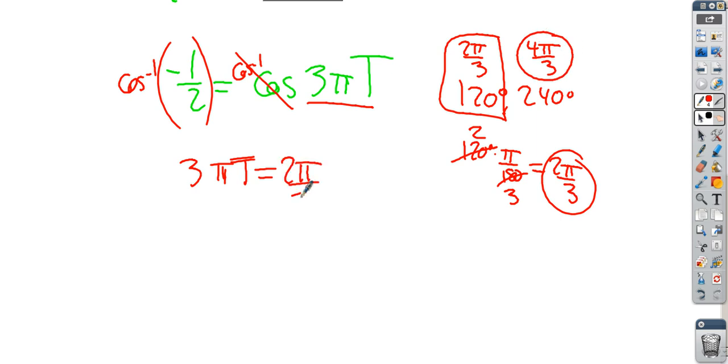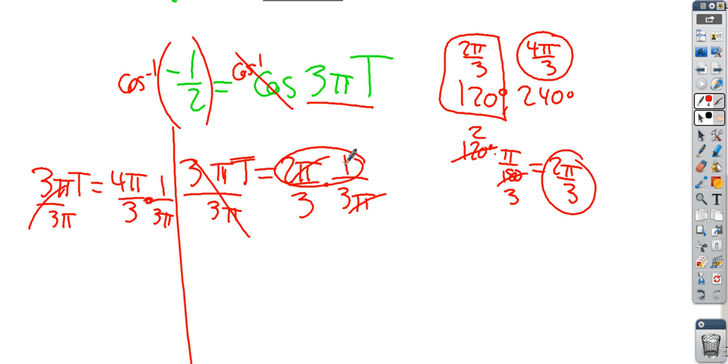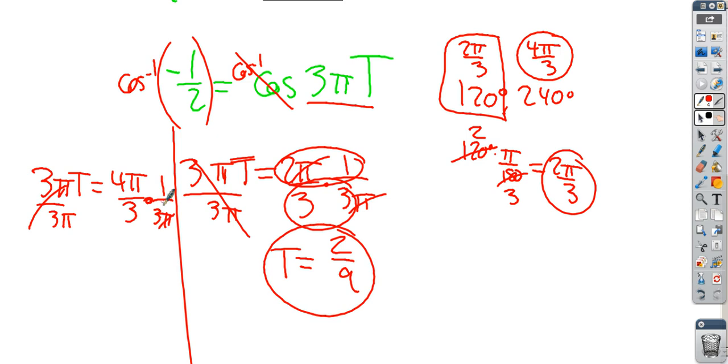So here's our two equations. 3 pi t equals that, and 3 pi t also equals this. How can we solve for t? We can divide by 3 pi, and dividing by 3 pi is like multiplying by 1 over 3 pi. So let's do that on both sides. The pi's will cancel here, and we're left with 2 over 3 times 3, which is 2/9. So t equals 2/9, and right here the pi's will cancel, and we're left with 4 over 9. So t equals 4 over 9 as well.